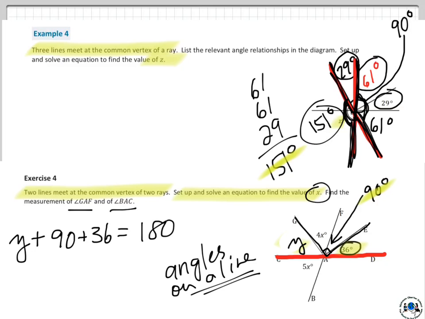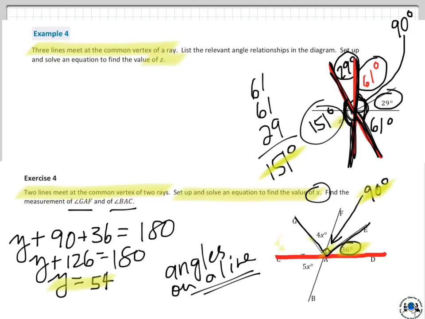So I know that y plus 90 plus 36 needs to equal 180, again using my angles on a line relationship. And just go ahead and continue. y plus 126 equals 180. y equals 54. So now I have y equaling 54 right there. Now, I see another line that I'd like to work with. So I'm going to go ahead and erase all of this. I'll just try to keep my 54 in there, because it's going to be helpful.